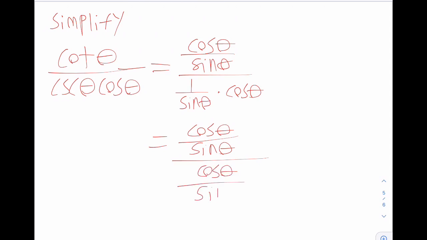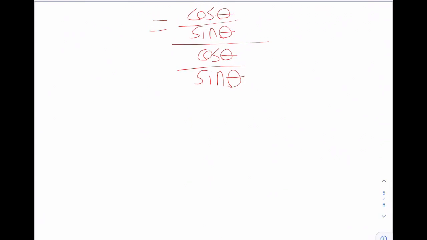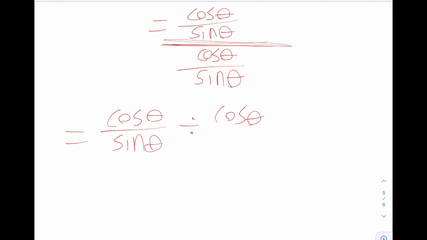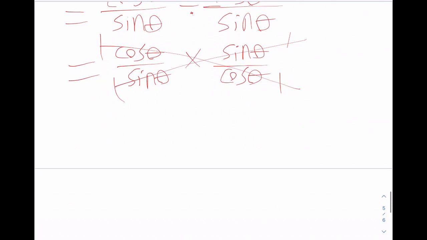Now, this is basically cos of theta over sine of theta divided by cos of theta over sine of theta, and this will be common multiplication like that. So we can cross multiply, we can cross these guys out, we can cross these guys out to become 1, 1, 1, 1, and our simplified version of that expression is going to be 1.